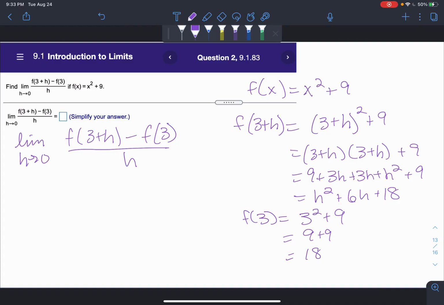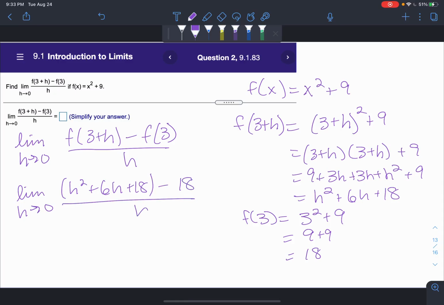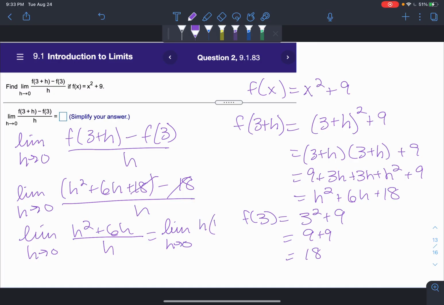So let's go ahead and plug it into our limit. I have h squared plus 6h plus 18 minus 18 over h. Let's do some simplification. The h squared plus 6h, those 18s cancel by subtraction. And so I'm left with h squared plus 6h over h. Notice that we can take one of those h's out in the numerator and rewrite it as h times h plus 6 over h.